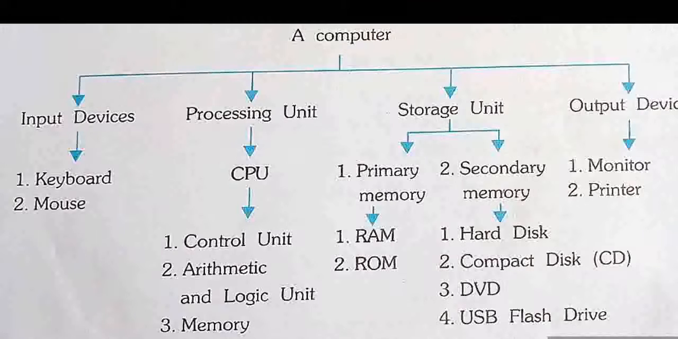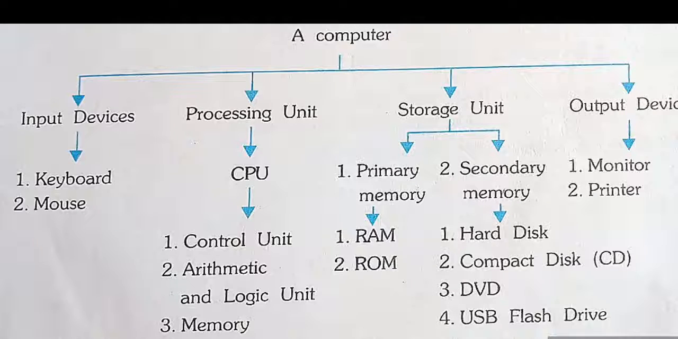The next component is the storage unit. Memory is a storage area where the computer stores data for processing. It can be retrieved for future use. The storage area is classified into two types. The first one is primary memory and the second one is secondary memory.